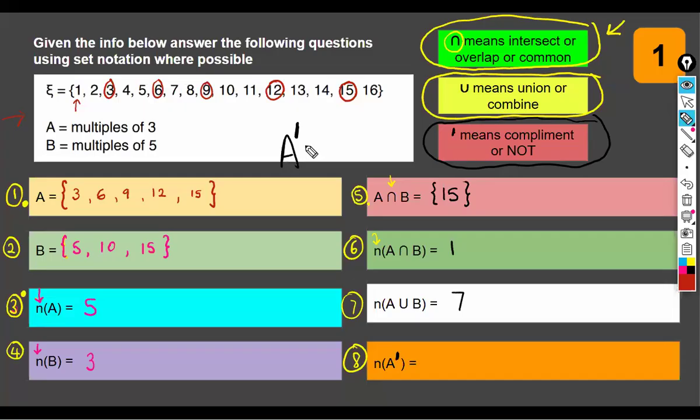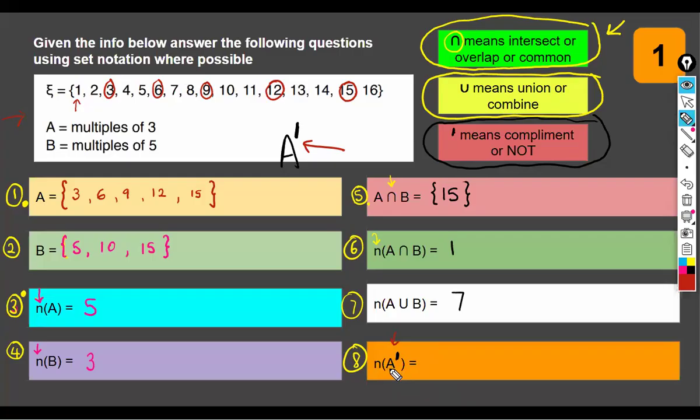So if I come and ask you A complement now, I am asking you who is not A. Who is not A? Everyone I didn't circle. So who is not A? 1, 2, 4, 5, 7, 8, 10, 11, 13, 14, and 16. But they asked me to count up how many are not A. Can you all send the answer for that one for me?